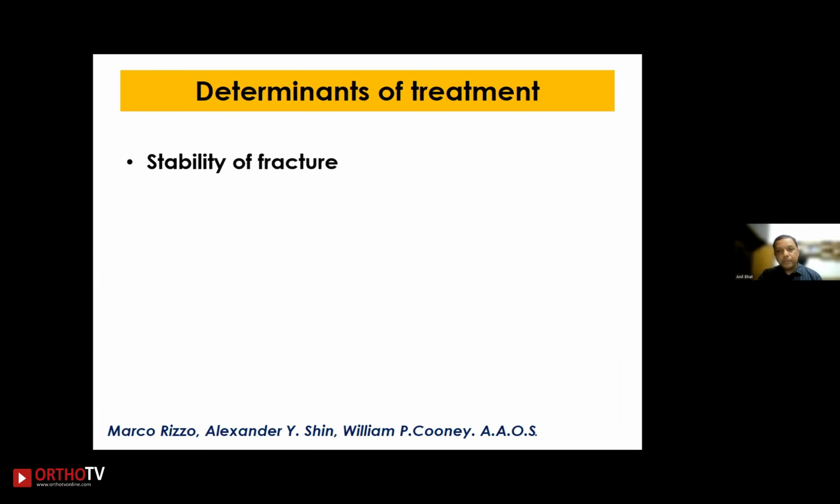So the most important is how stable the fracture is. That is very, very important for you to tell whether non-operative is required or operative. Where is the location? Is it waist? Is it proximal pole? Because your management changes. And of course, patient factors in terms of early return to work and their demands.